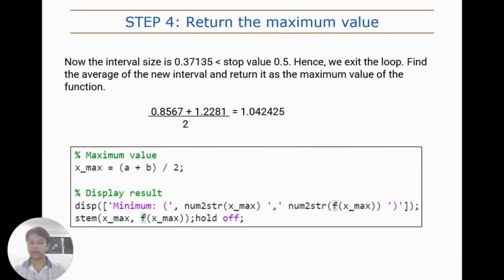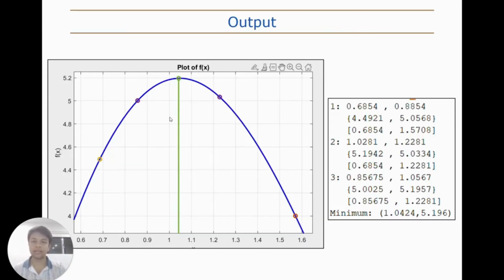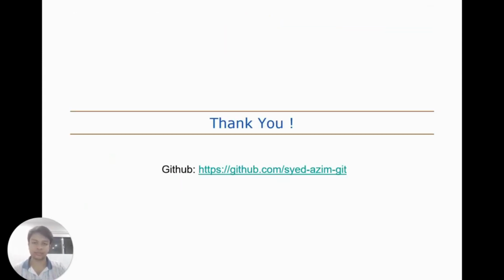So the stopping criteria is met at iteration 3, and the interval size is 0.37135, which is lesser than the stop value of 0.5. Hence, we exit the loop. We return the maximum value as the average of the interval. The output is approximately the maximum of the function.